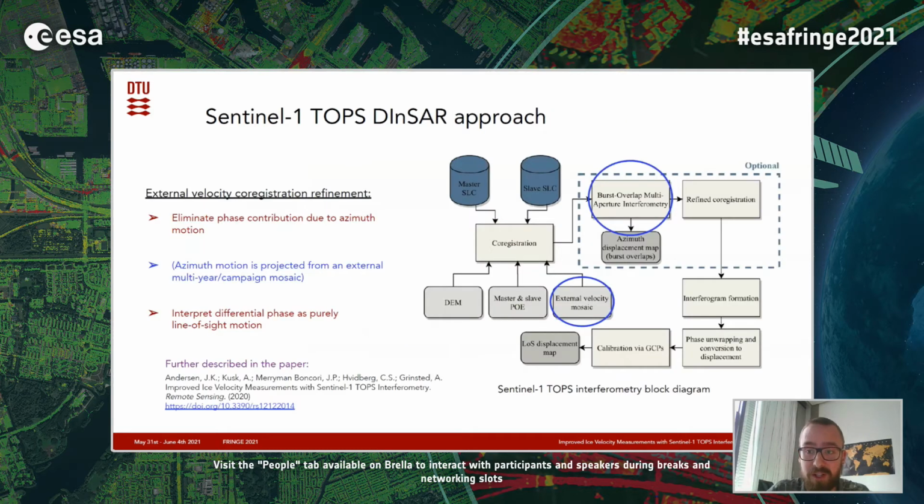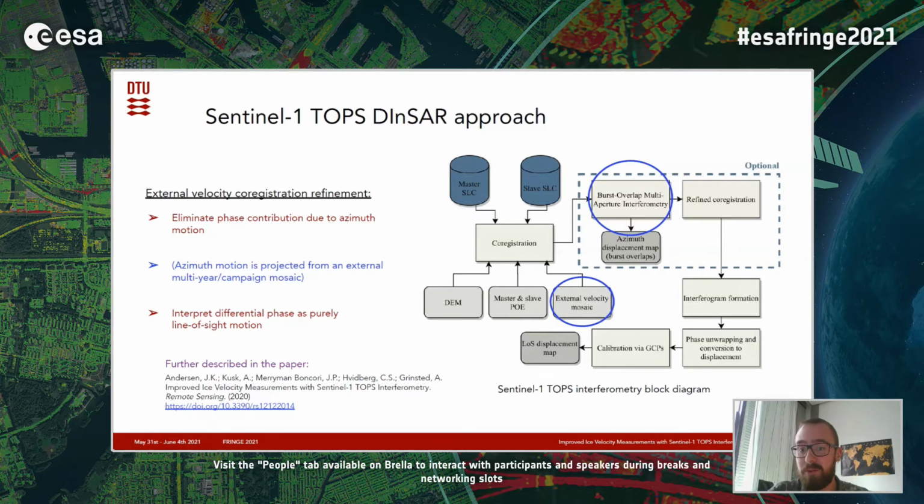So the rationale of this method is to eliminate this term due to azimuth motion. In principle, this could be done by measuring azimuth motion within your given data pair, either with offset tracking or with split bandwidth techniques. However, based on our experiments, the better result proves to be using an external velocity estimate, which is then projected to the azimuth direction and corrected for in the image co-registration.